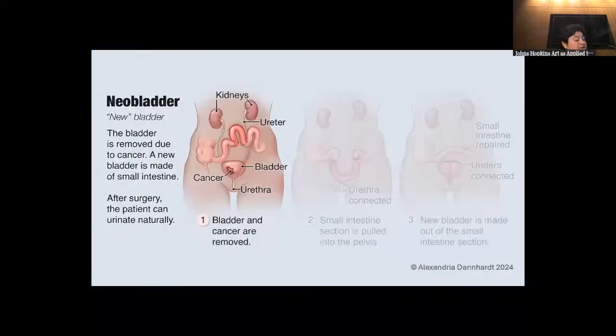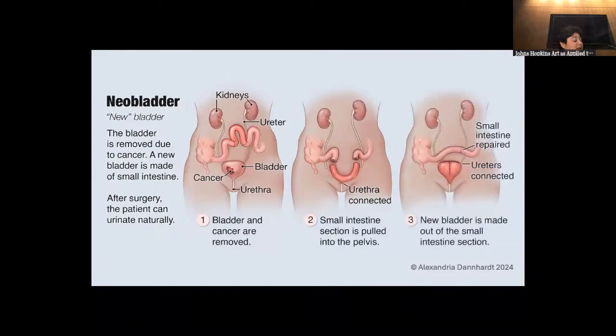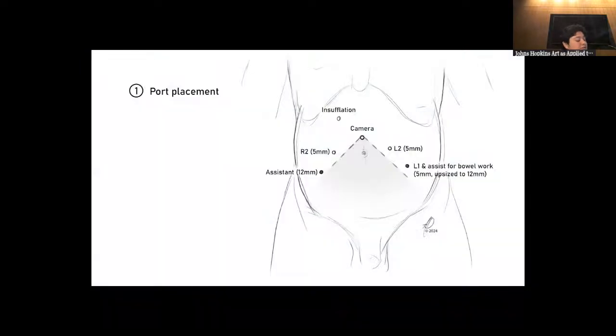This procedure is typically performed due to bladder cancer. So the bladder will be removed along with the prostate in male patients, and a new bladder is created using a portion of the small intestine. The remaining bowel is repaired. This will allow the patient to urinate through the natural orifice with some degree of continence. My procedure is illustrated on a male patient.